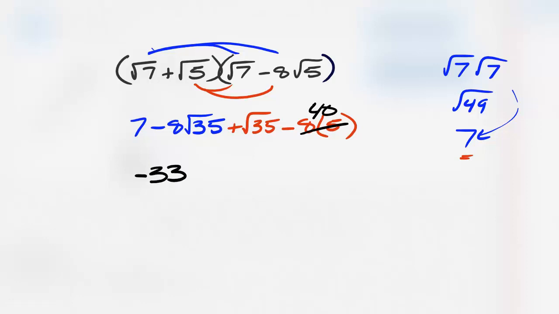And then I have minus 8 root 35 plus 1 root 35. And again, if I want, I could throw a coefficient of 1 in front of this term. That would give me negative 7 square root of 35. This is my final simplified answer.